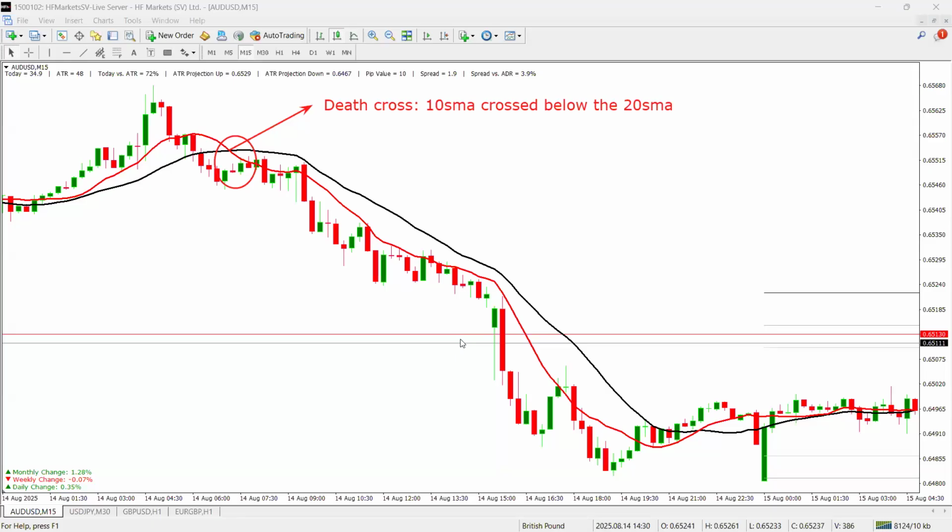The small number going below the big number. Death cross, because it was below. If it was above, it would have been a golden cross, right? So now it worked here, one. How come?